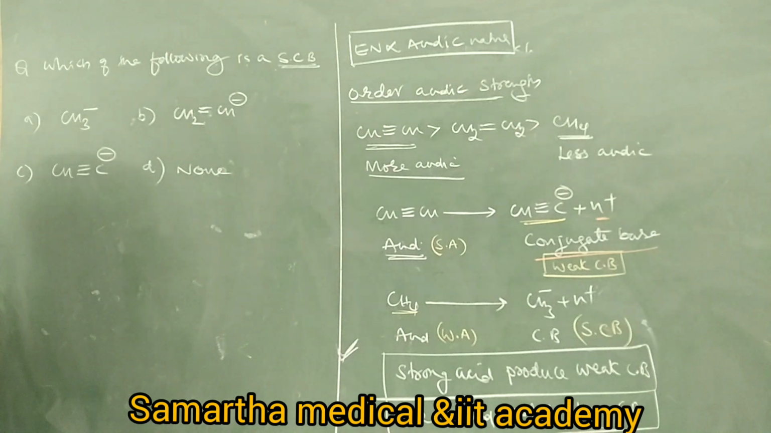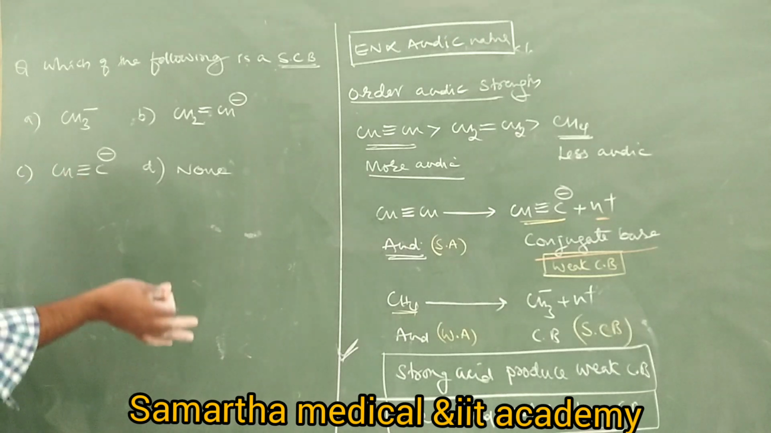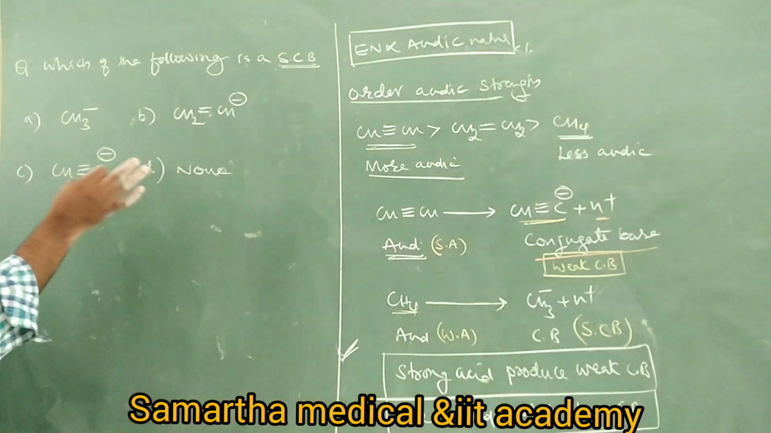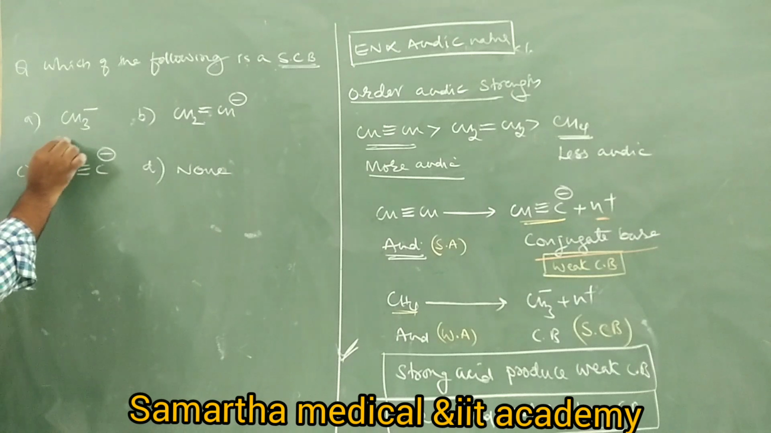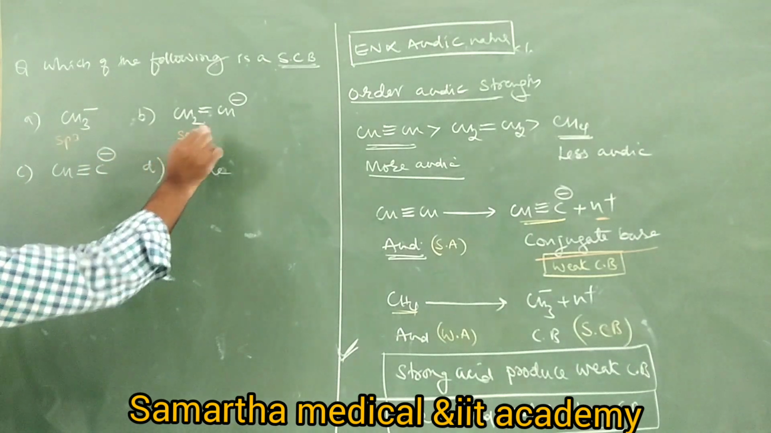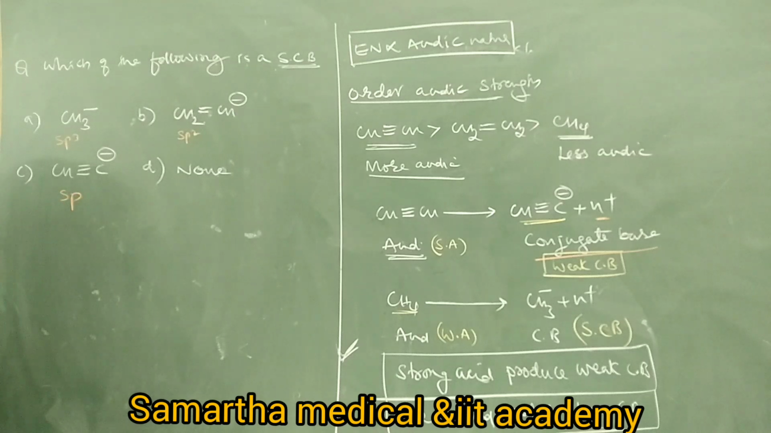Strong conjugate base must be formed from weak acid. Base always comes from acid, no? So strong conjugate base must be formed from weak acid. What is a weak acid? Weak acid is nothing but less electronegativity. Which one has less electronegativity? It is sp3, it is sp2, it is sp. So sp3 has less electronegativity because s character is less. Right? So in this way you can identify the options.